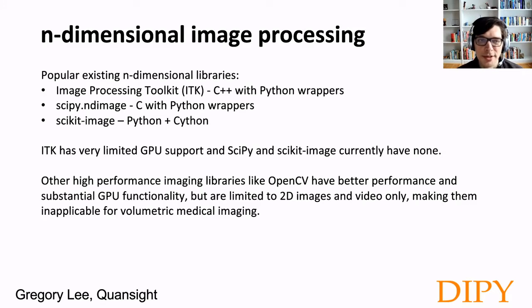Popular existing n-dimensional image processing toolkits are ITK on the C++ side, and then in Python there's SciPy ND image, which is basically the low-level filtering and morphology, things like this, with higher level algorithms tending to be in the scikit-image package, which is a separate Python project where a number of the bottlenecks are implemented in Python. ITK itself is pretty efficient on the CPU. It has better multiprocessing than the SciPy or scikit-image libraries, but it has very limited GPU support. And SciPy and scikit-image themselves also do not have GPU support.